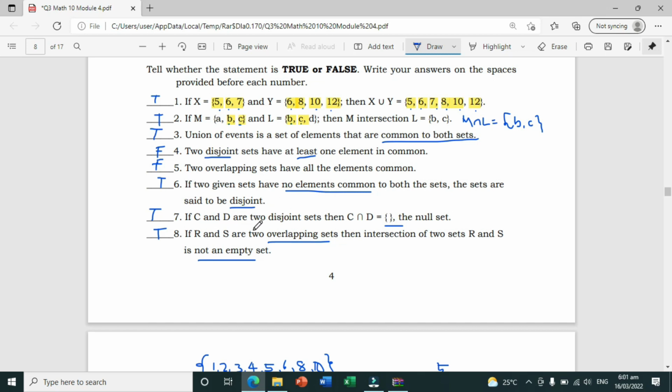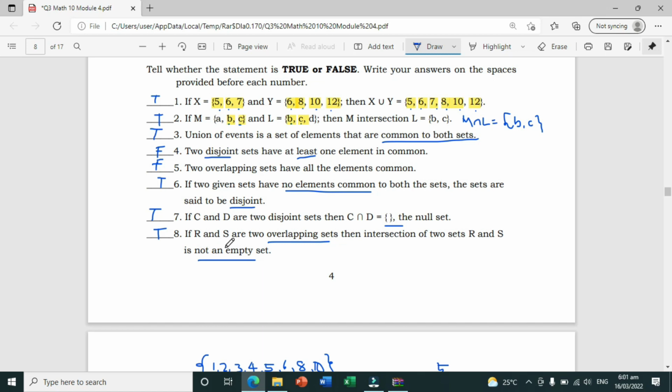Number 7, if C and D are two disjoint sets, then the intersection of C and D is an empty set or the null set. So, correct. So, kung dalawang disjoint sets, so, syempre, walang common. So, we have to put a set, pero no element yung nasa loob ng set natin. Empty set or null set.